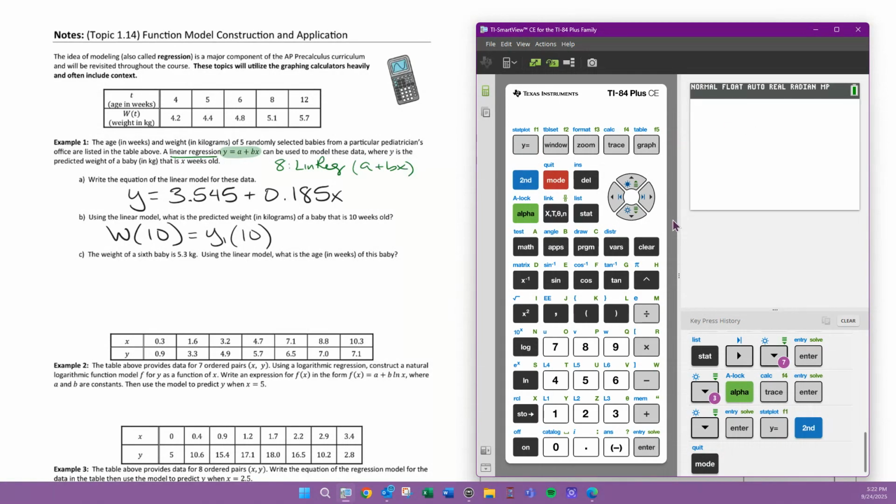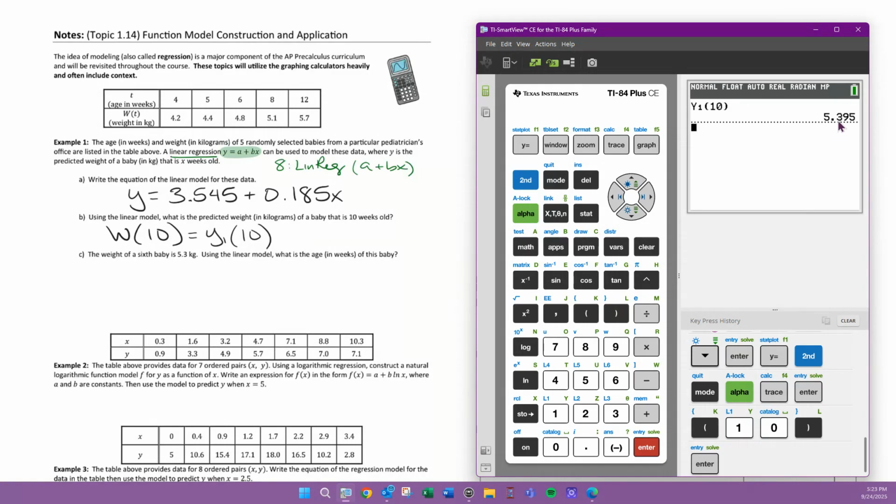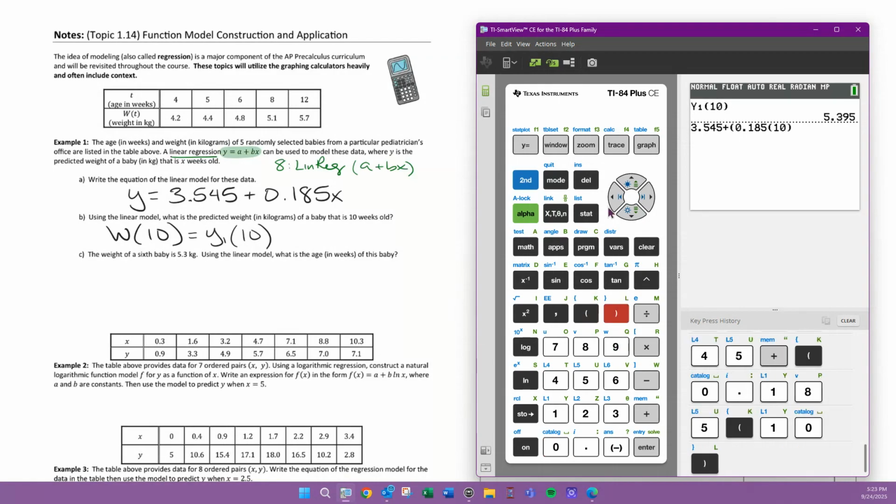Because what I want to do on the home screen of the calculator is press y1 parentheses 10. So to get the y1, we go alpha, trace, enter, parentheses 10. Notice, it's exactly what I wrote in my calculator and on my paper. Once I press enter on my calculator, it's going to show me the predicted value if I had just taken that equation and evaluated that function at 10. Let me go get rid of that parentheses. We get the same value.